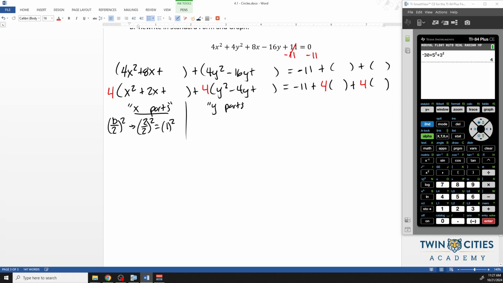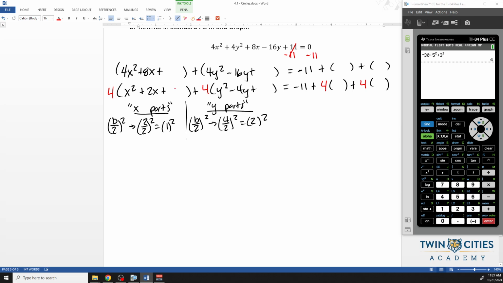For the y parts, again, I want to think of b as positive, even though it's a negative 4 here. So b over 2 squared, think of this as a positive 4 over 2 squared, and this will be 2 squared. Now, let's go ahead and add those in.